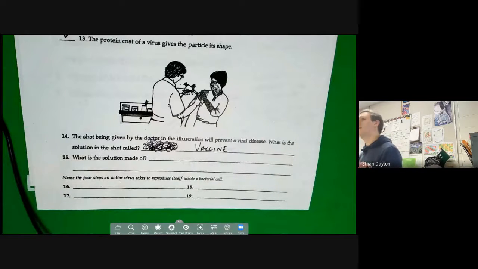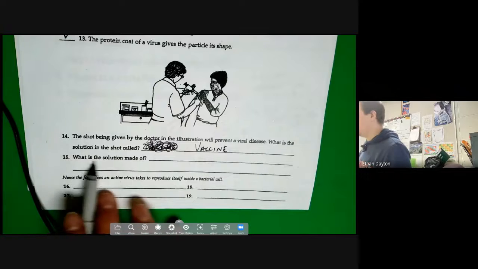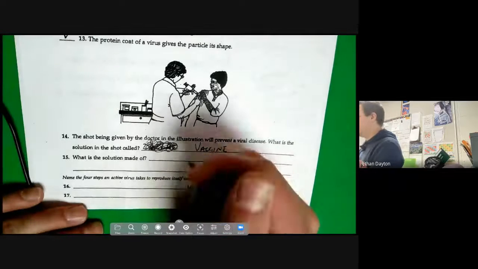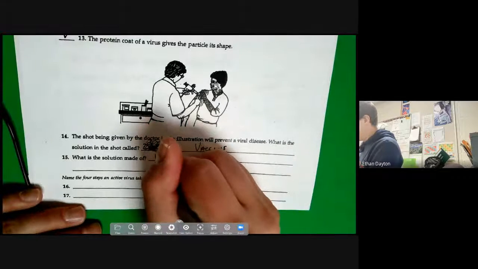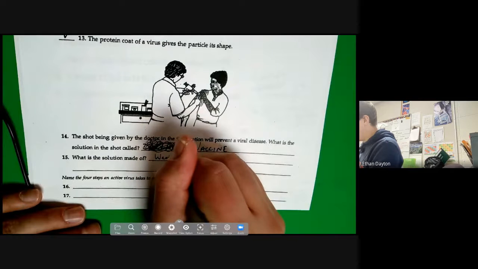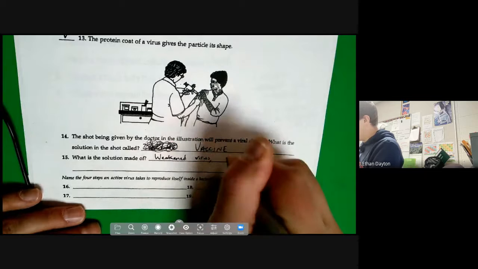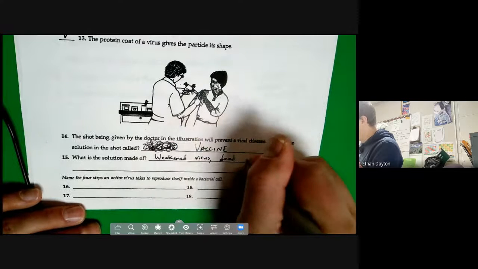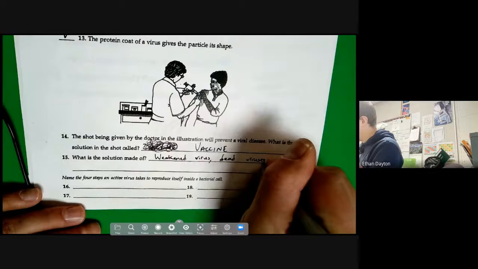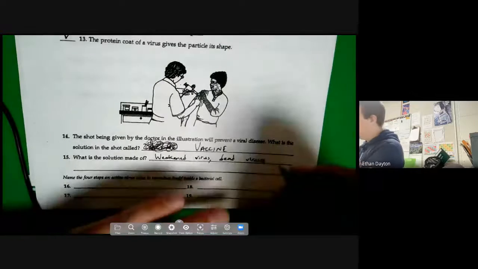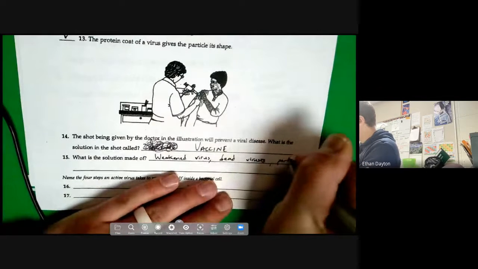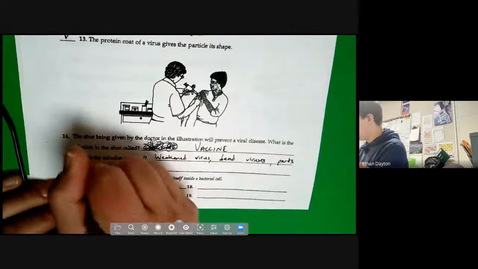Okay, and now this is changing, but vaccines can be made of the weakened form of the virus. They can be made with dead viruses. Or just parts of the virus. Or a non-living virus, like a replica.